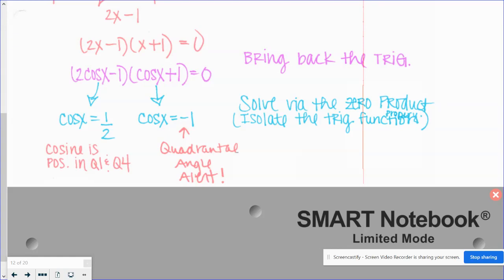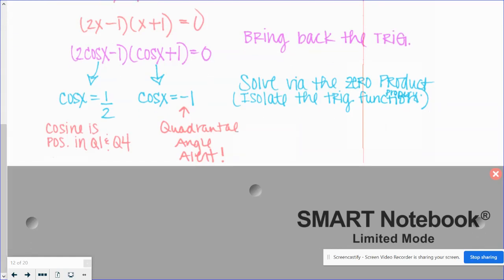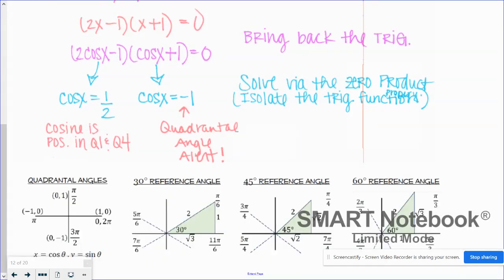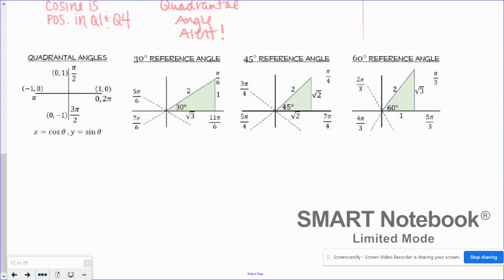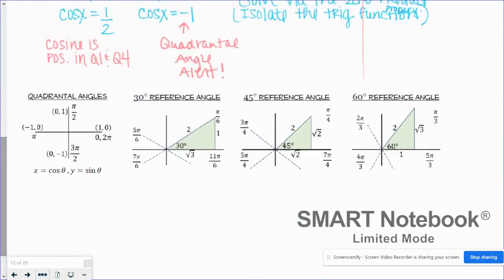So then, where are the solutions? Well, cosine would be positive 1/2 in quadrants 1 and 4. Cosine would be -1 at a quadrantal angle. Yep, we haven't seen that yet, have we? So you know what that means. Now that we know where the solutions are, we can finally find the solutions.